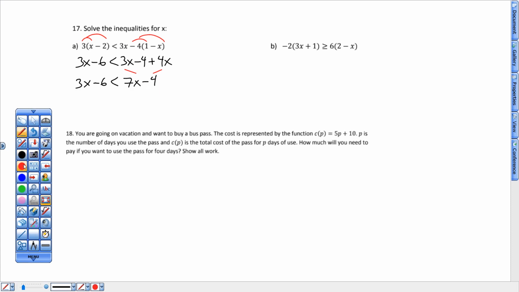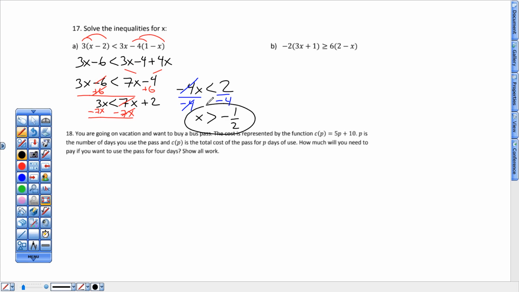I'm going to add this 6 to both sides, and then I'm going to subtract 7x. That gives me plus 2 on this side. Subtracting 7x gives me -4 of those x's. And then right here, dividing by -4 is going to take that inequality and flip it around. So it's now not x is less than, it's now more than. And that is -1/2 reduced. That's not -2. All right, next one.